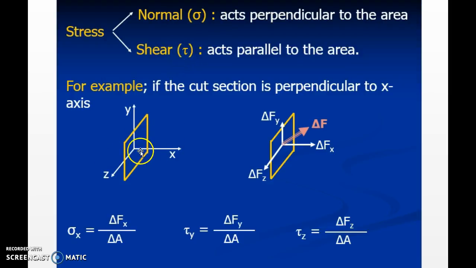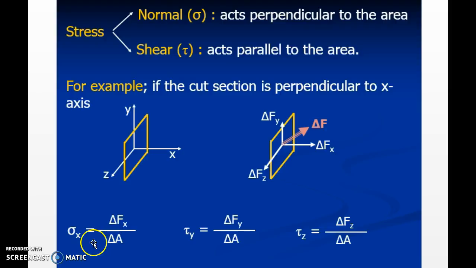In this figure you can easily understand that this is the cross section of one object, and there are three planes, x, y and z. Among these three planes, only plane x is perpendicular to the surface, and plane y and plane z are both parallel to the surface. We know perpendicular to the area means normal stress. So the force acting in the direction of x will be the normal stress. In this equation you can see that sigma x is equal to delta Fx, the force acting in the direction of x, divided by delta A. Delta A means this cross sectional area.